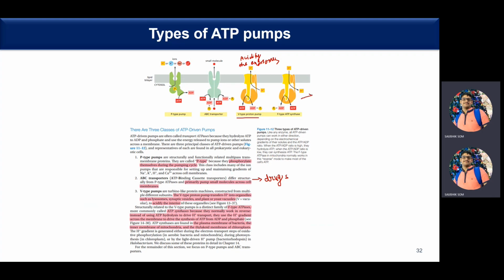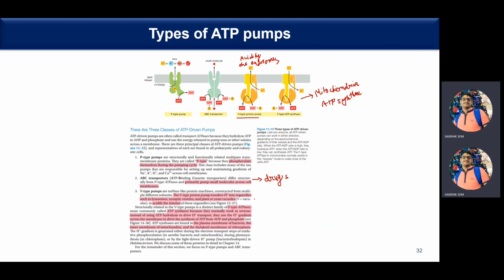So these pumps are found in the mitochondria. These types of pumps are found in the mitochondria, which is also known as ATP synthase, because they pump H+ ions from the lumen to the cytosol, and that produces ATP from ADP and Pi.